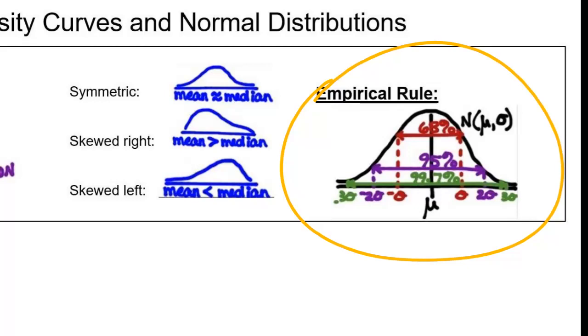By the way, that symbol right there, it kind of looks like an O with a tail off the top. This is the symbol that we use for standard deviation. This symbol right here, it's a mu. This is the symbol that we use for the mean.